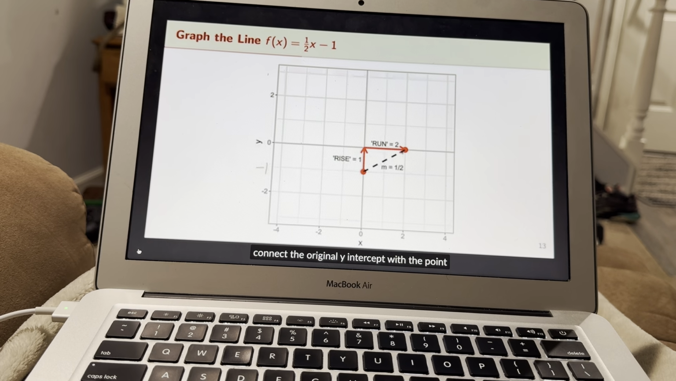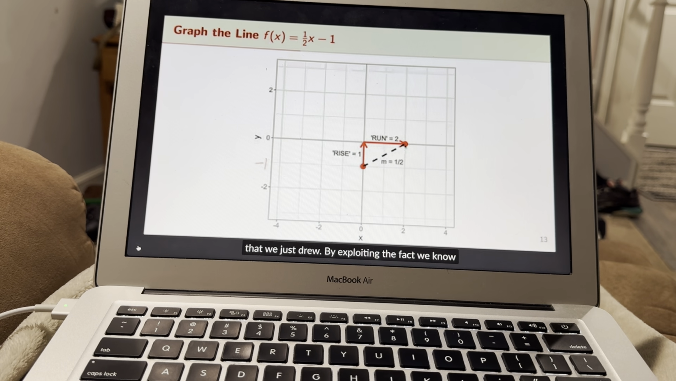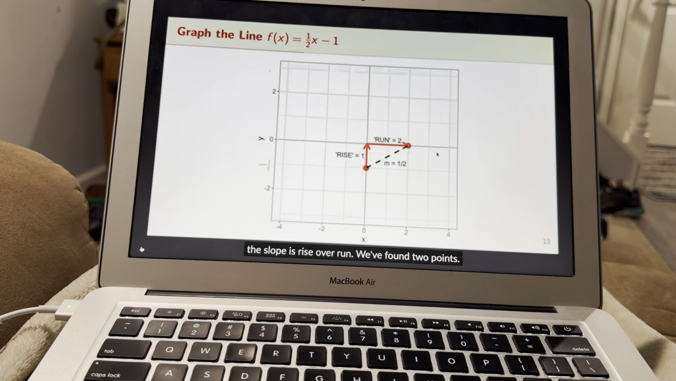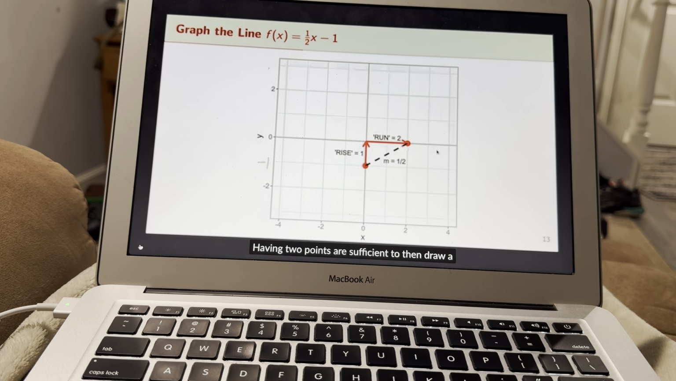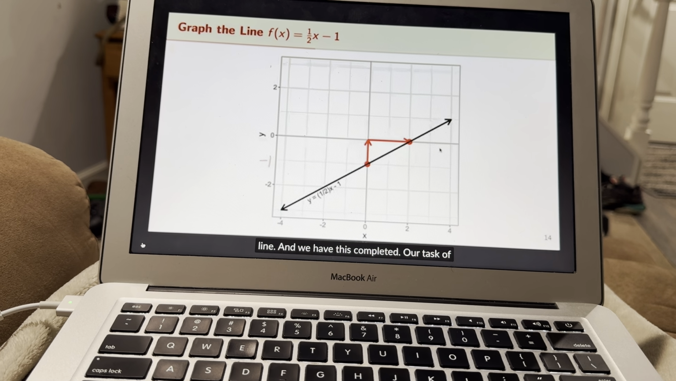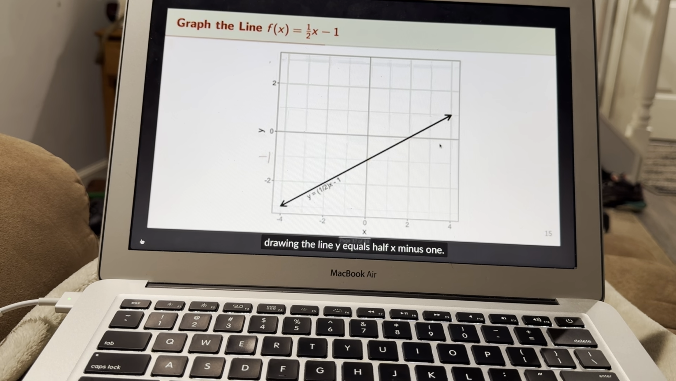So now we connect the original y-intercept with the point that we just drew by exploiting the fact we know the slope is rise over run. We've found 2 points. Having 2 points is sufficient to then draw a line, and we have thus completed our task of drawing the line y equals 1/2 x minus 1.